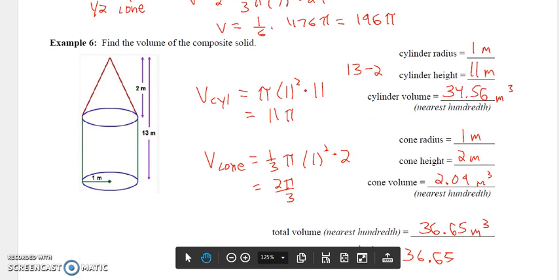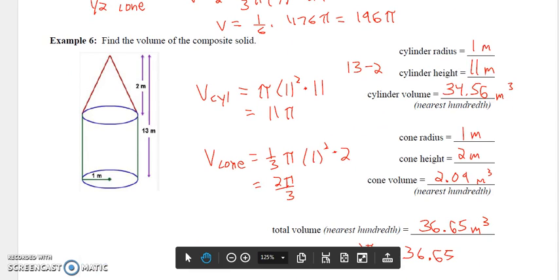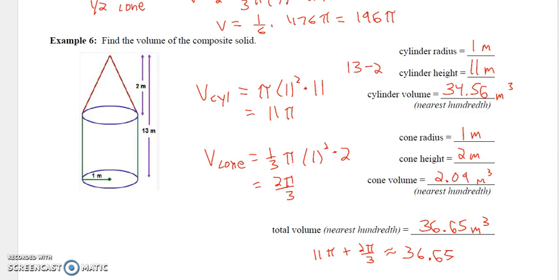Our last one here is a preview. We're going to do more of these towards the end of the chapter. This is called composite solids. Look at the picture. You can see that it's a cylinder with a cone on top of it. We want to fill up the entire volume. So the volume is if I fill the entire thing up with liquid. Okay, how much do I need? Well, I need to do the cylinder formula, and then I need to do the cone formula. I need to add them up.